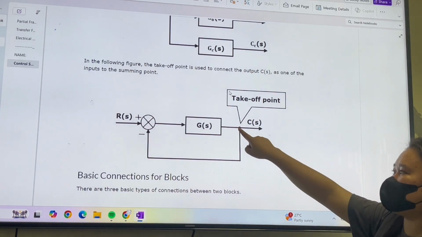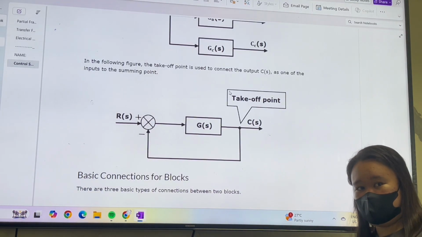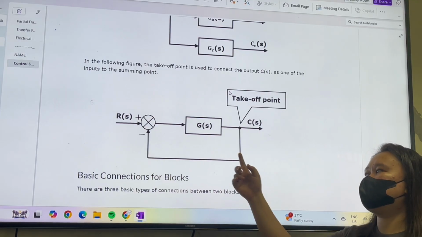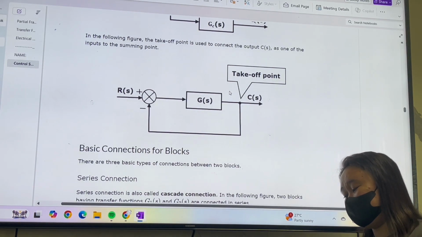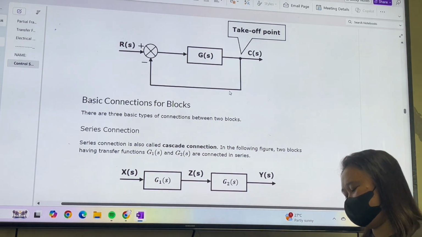Now, this is the takeoff. Ang siyang feedback point. Kung sa block sa ubos, pang H. Yes, consider H is equal to 1. Makita na rin nato later.